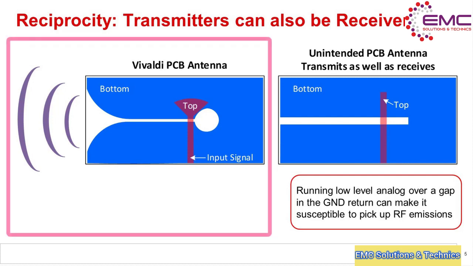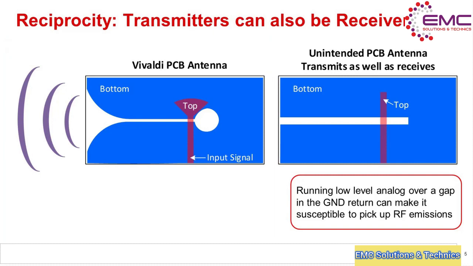Finally, if you wanted to create an intentional transmitter, such as a Bluetooth device, one way to create an antenna is to drive a signal across a split in the ground plane. The picture on the left is a Vivaldi PCB antenna where a signal is driven on the top layer across a split in the ground plane. Note how similar this structure is to the unintended antenna. We will return to the example of driving signals across gaps in the ground return path, as it is one of the most common EMC design errors.